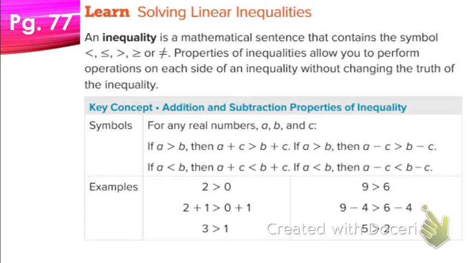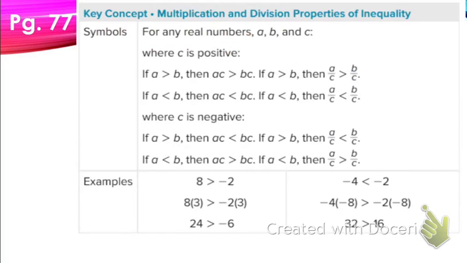If I subtract 4 from both sides, I end up with 5 and 2. Is 5 bigger than 2? Yeah. My inequality stays exactly the same. If I add the same thing to both sides, if I subtract the same thing from both sides, my inequality sign will stay exactly the same. Multiplying and dividing is where we can run into some trouble.